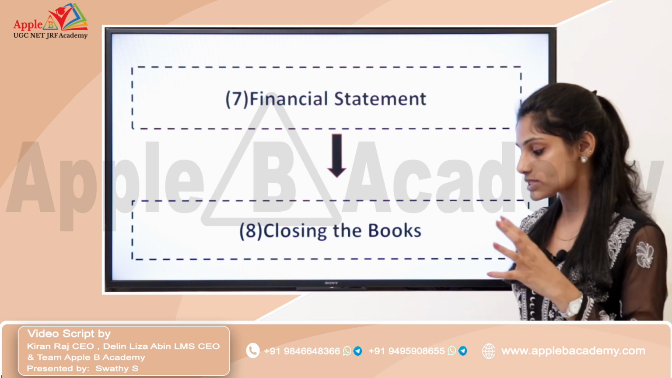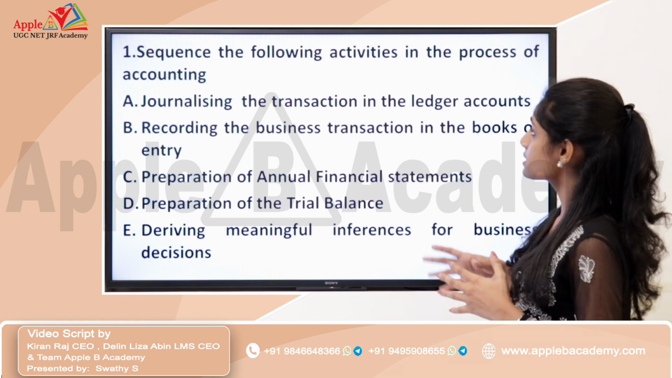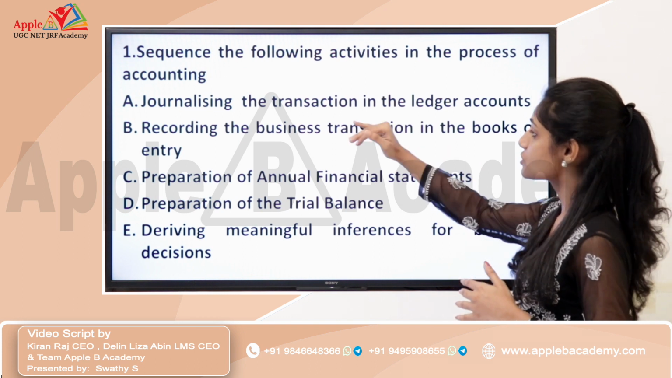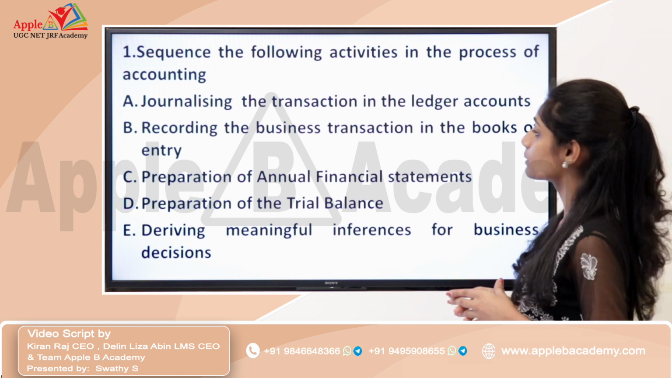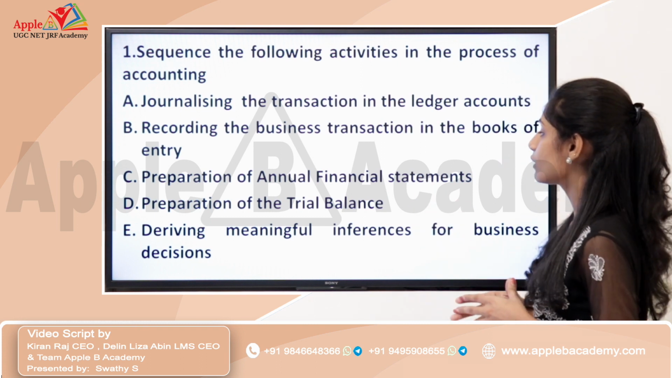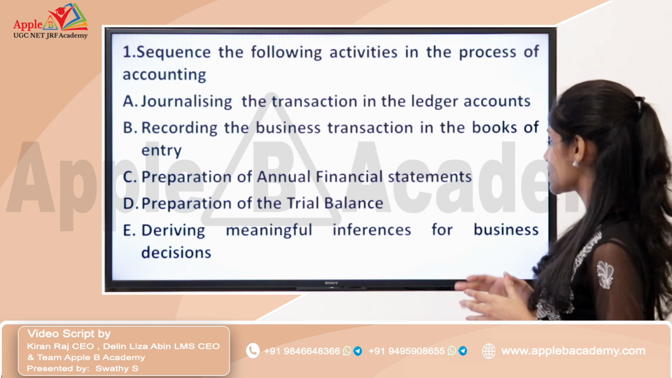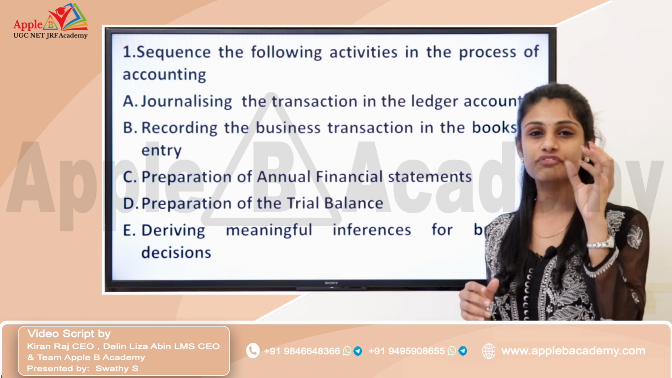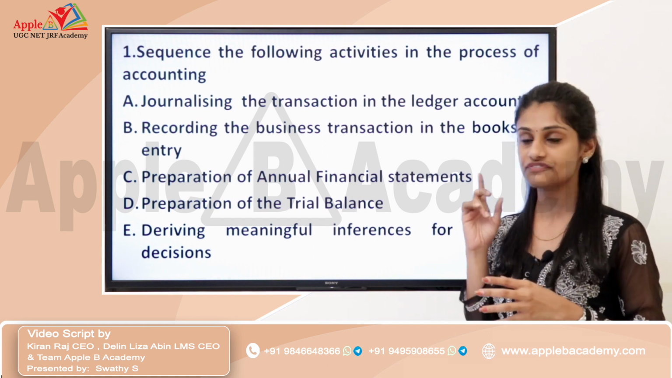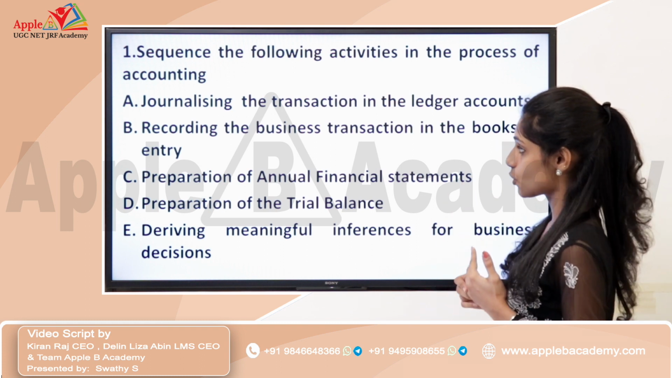Okay, so this was the question which was asked for you. So let us take this question once again. Here you have journalizing the transaction in the ledger account, recording the business transaction in the books of entry, preparation of annual financial statement, preparation of trial balance, deriving meaningful inference for business decision. So what was the first thing? Firstly, you have to identify the transaction. That was the first step. So please check whether that particular step is given in these options.